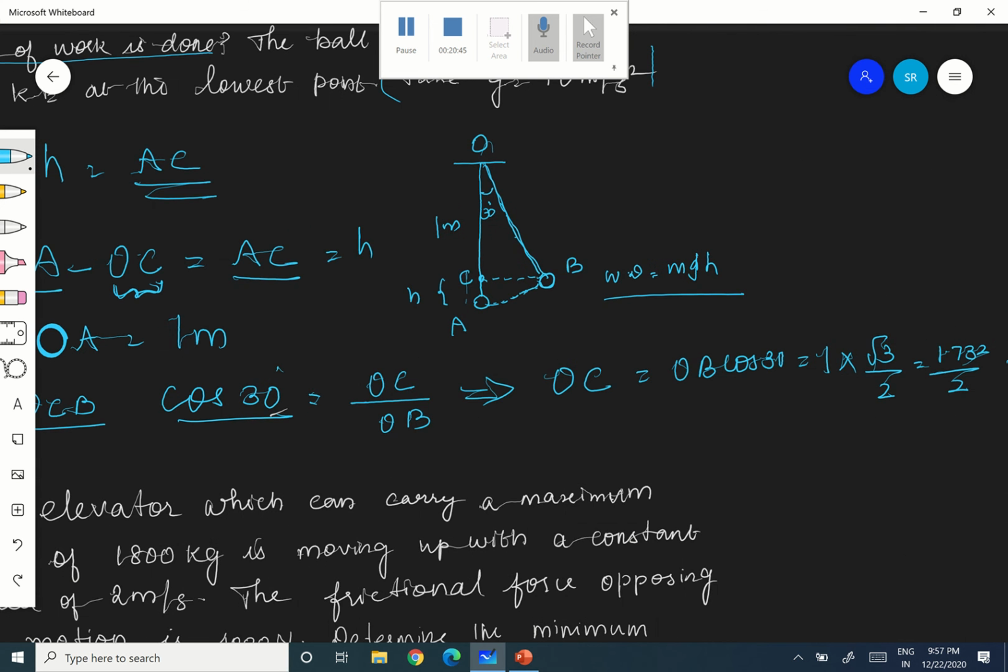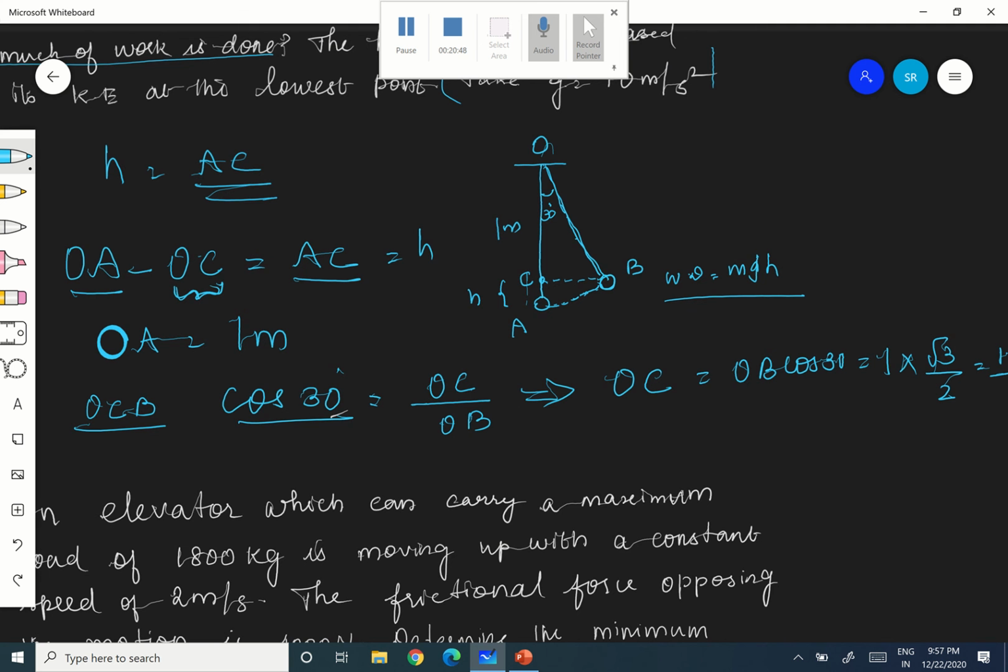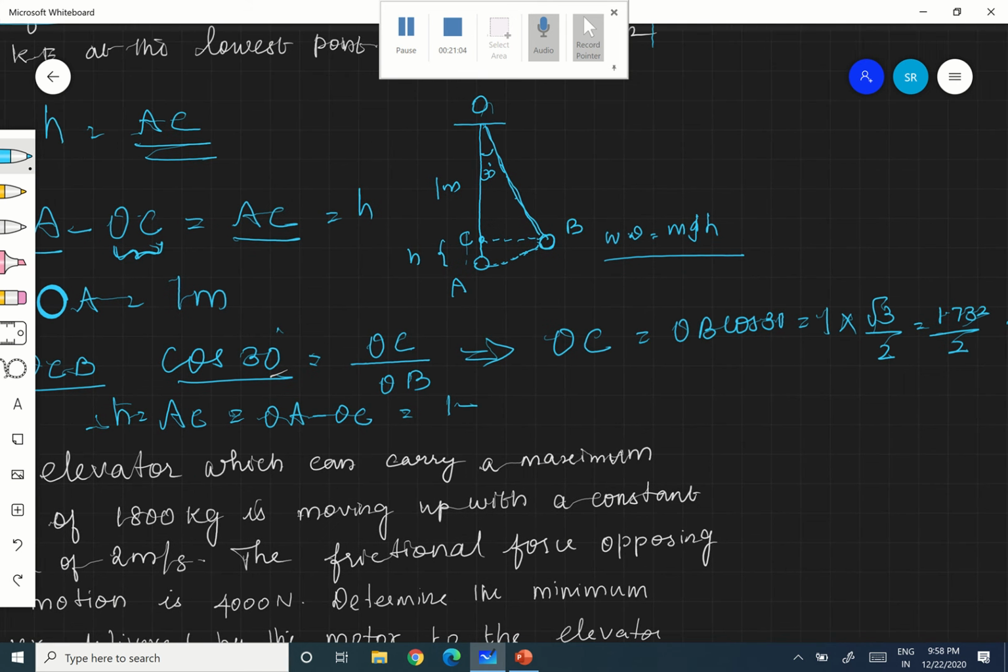Very good, OC is known. Therefore, AC, that is H, is equal to OA minus OC. OA is nothing but 1 minus OC, which we just found to be 0.866. If you find that, it will be 0.134 meter. So now I know the height. Height is nothing but this AC, which is 0.134 meter.